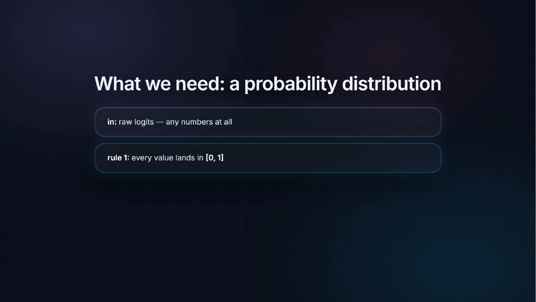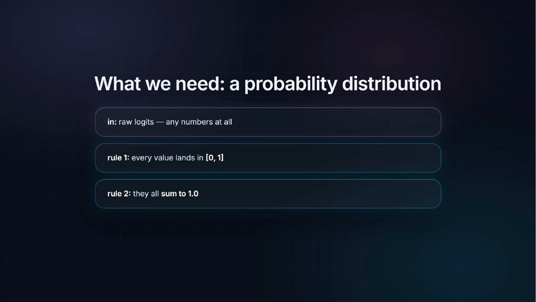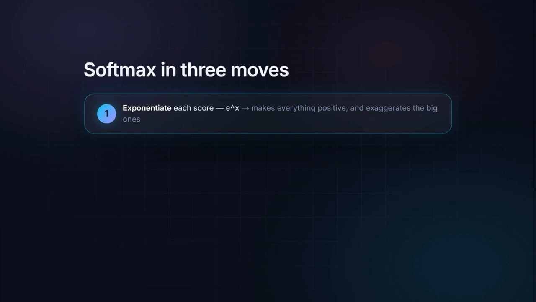Softmax is just 3 moves. Move 1, exponentiate each score, raise e to the power of it. That makes every value positive and exaggerates the larger scores. Move 2, add up all those exponentials into one grand total. Move 3, divide each exponential by that total. After step 1, everything's positive. After step 3, everything sums to 1. A valid distribution, guaranteed, for any input.